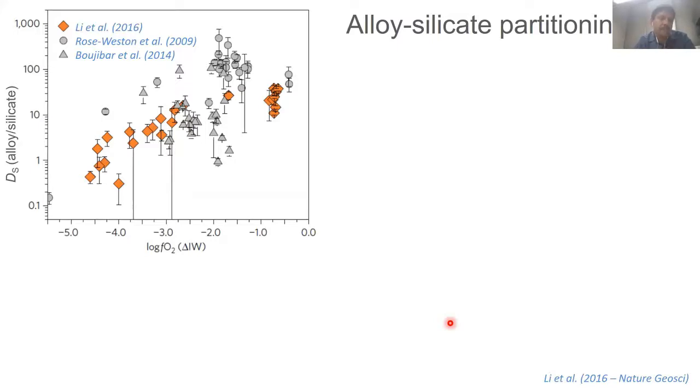So we did similar experiments figuring out the partition coefficient of sulfur in this case, again, between metal and silicate. What you can see is sulfur is also siderophile. However, take a note of these numbers.